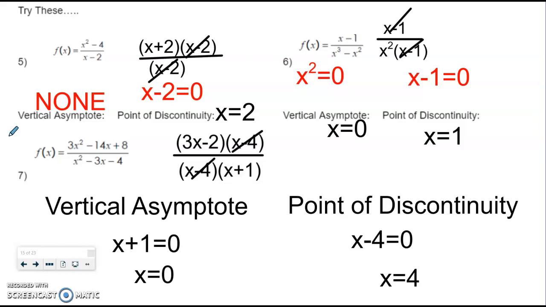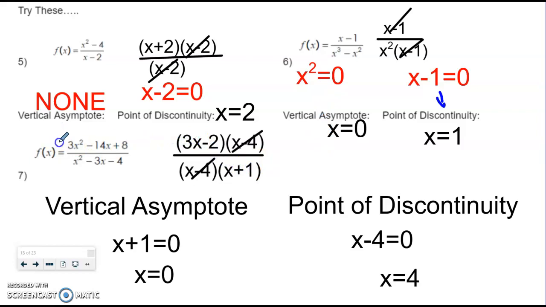There is no horizontal asymptote for that one. When I look at this next one, I factored it out. I got x minus 1, and then I got x squared times x minus 1. Those x minus 1's cancel, so that allows me the chance to find out what the point of discontinuity is. And then I got x squared to be 0. That means that x equals 0 is going to be your vertical asymptote.